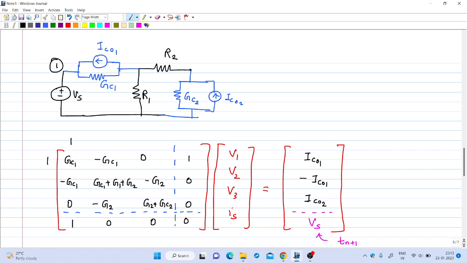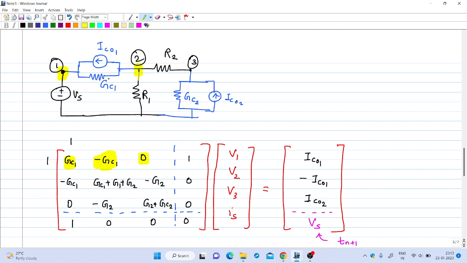So this is the first node. So the conductance only GC1 is connected to first node. So GC1 will appear here. Now between first node and second node, this is second node. First node and second node, GC1 is connected. So second entry will be minus GC1. Then between first node and third node, nothing is connected. There is no direct connection between first node and third node, so that element is 0.